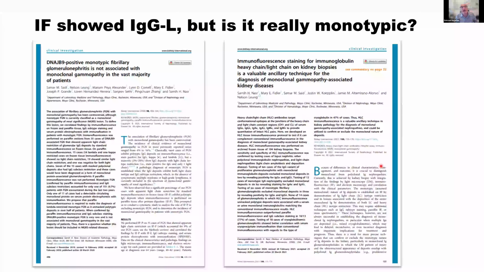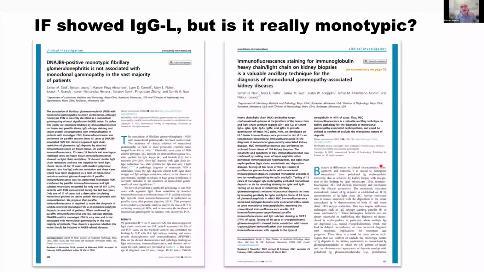But is that a monotypic fibrillary GN? Because I have shown IgG lambda. But is it really monotypic? As you know, monotypic fibrillary GN is super rare. Fibrillary GN can be monotypic, but true monotypic is less than 1%. And because of that, it is highly recommended that you confirm that. When you see that by regular immunofluorescence, you have to confirm that it's not masked deposits.